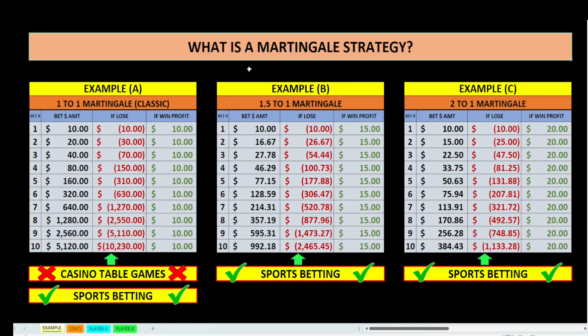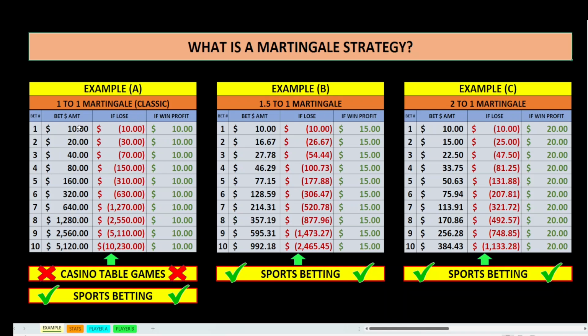Okay guys, got a quick refresher here to answer this question. What is a martingale strategy? Well, if we look at example A, I call this the classic martingale. This is for one-to-one bet payouts. Most players will use this strategy on casino table games like blackjack, roulette, baccarat, or any other table games that produce one-to-one payouts. The concept is easy.